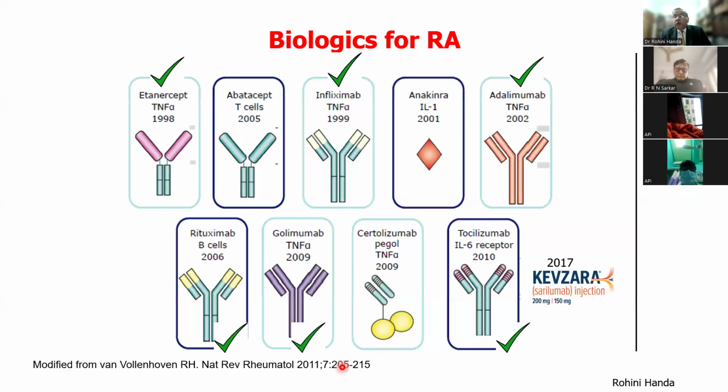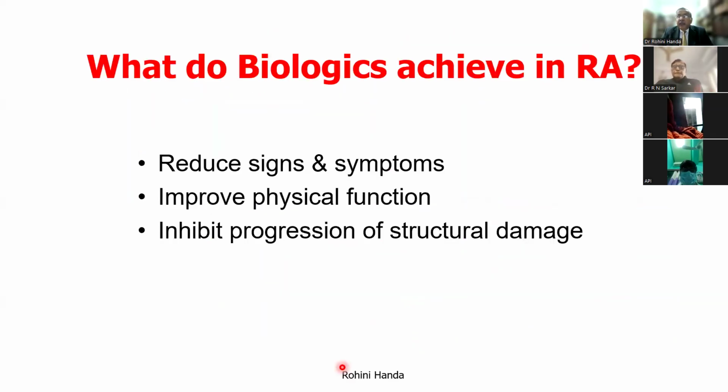So we have a total of 10 biologicals approved for use in rheumatoid arthritis. The ones that are tick marked in green are available in our country. What do biologicals achieve in rheumatoid arthritis? And are they expensive painkillers? They reduce signs and symptoms, improve physical function, but the icing on the cake is they retard radiologic progression.